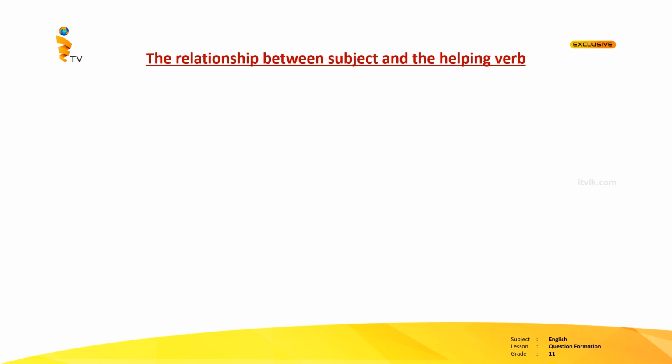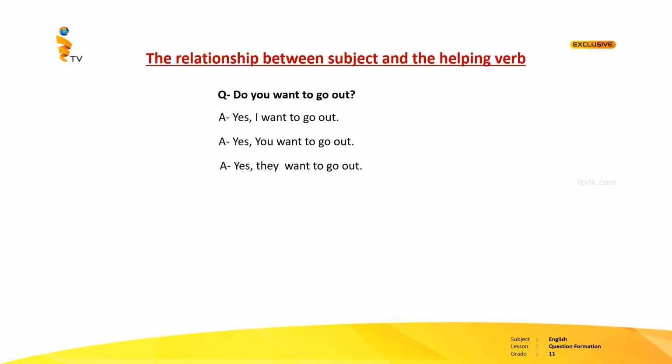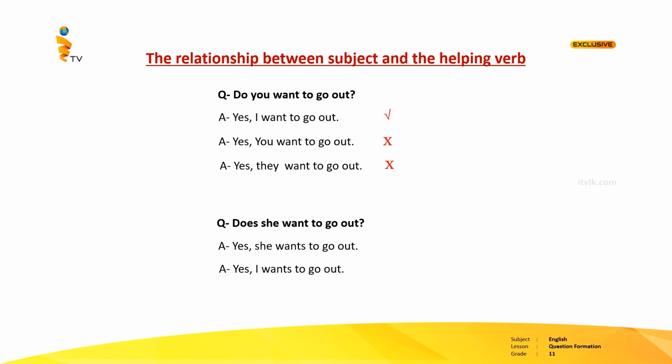Let me remind you of another important fact when forming questions. There should be a close relationship between the subject and verb, or the subject and helping verb. Look at the first question. The question is, do you want to go out? The correct answer is, yes, I want to go out. You can't say, yes, you want to go out. It's not matching. The subject should be I. Again, you can't say yes, they want to go out. Another question, does she want to go out? The answer is yes, she wants to go out. You can't say I wants to go out or it wants to go out. The subject should be she.